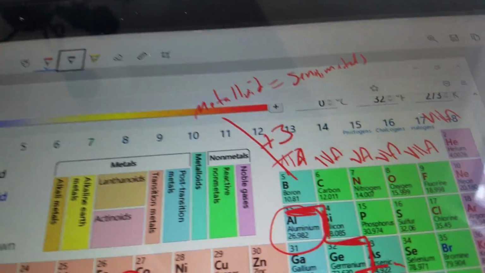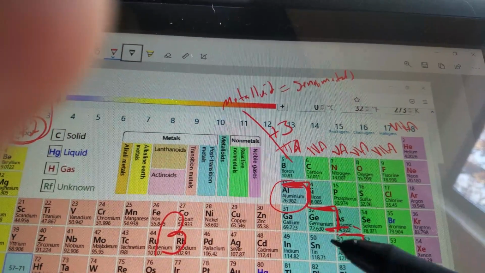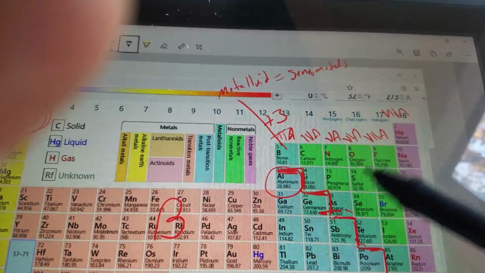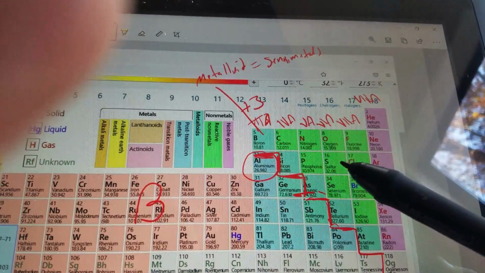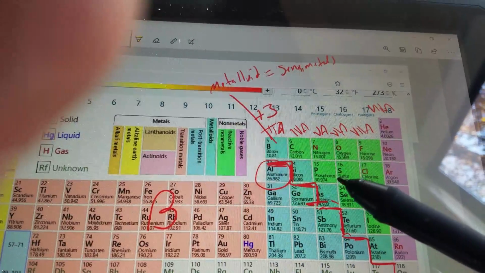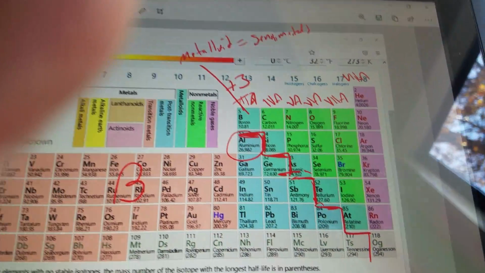So typically, if you have something that is below the line, it's going to act more like a metal because it's near the metal side. If it's above the line, it's going to act more like a nonmetal. Metals have positive charges. Nonmetals commonly have negative charges. There are exceptions. Just keep that in mind.